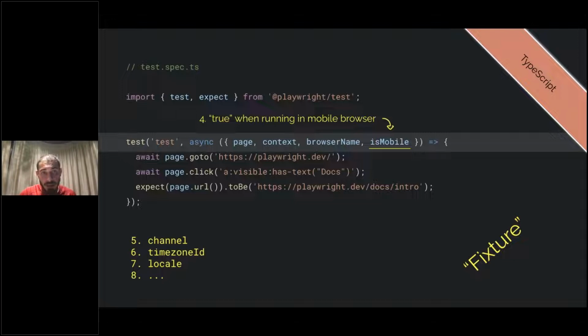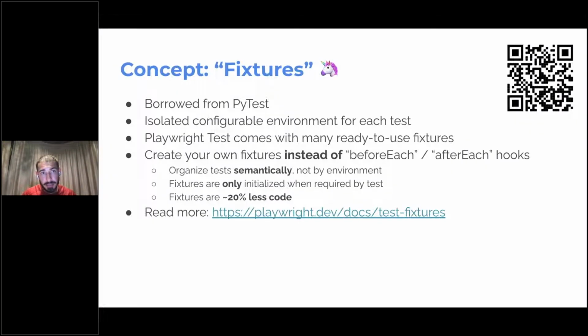So this is how we use fixtures. This concept of fixtures is actually borrowed from PyTest. I don't know of any other JavaScript testing framework that has this concept implemented. With fixtures, we can run tests in parallel by default, because each fixture creates a fully isolated and configurable environment for each test. And Playwright Test also comes with many ready-to-use fixtures, like we've seen and like we'll see in the future.